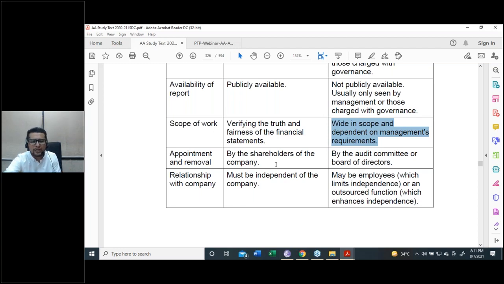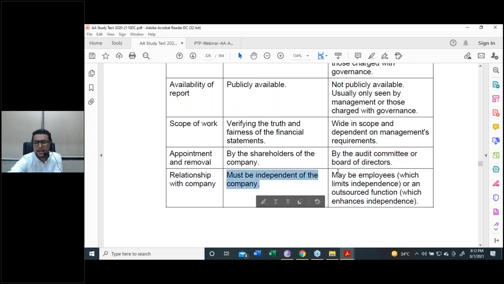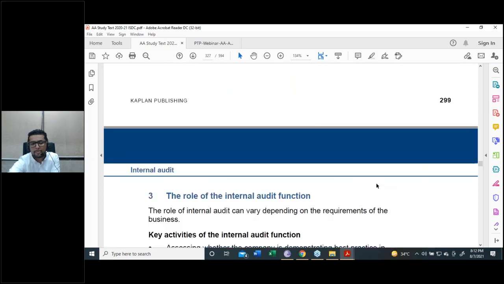Who is going to appoint the external auditor? The shareholders of the company. Who is going to appoint the internal auditor? Ideally speaking, the audit committee. If there is no audit committee, I repeat, then things will go towards the management, which is not the ideal case. External auditors are always external. Internal auditors might be external, might be internal. Internal means they might be employees of the company.